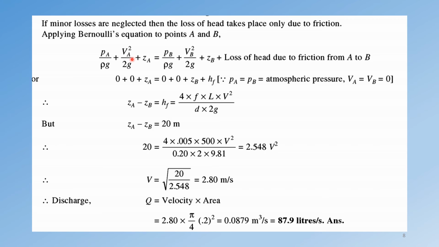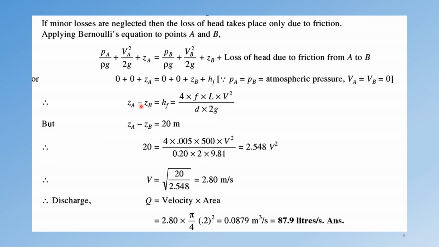Next is VA and VB, which is the velocity of the fluid at A and B, at the tank. Inside the tank we are assuming static conditions, that is, there is no flow or velocity, so VA and VB will be equal to 0. Substituting all those values, 0 plus 0 plus ZA is equal to 0 plus 0 plus ZB plus HF.